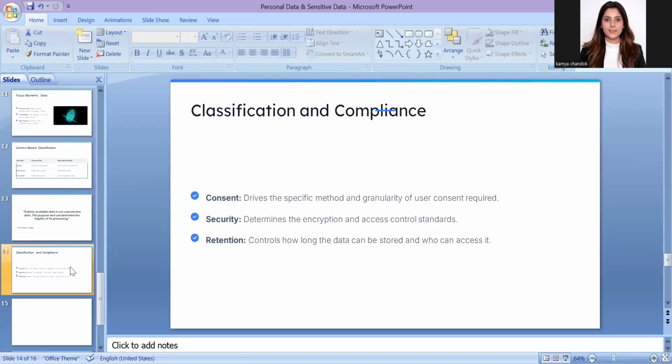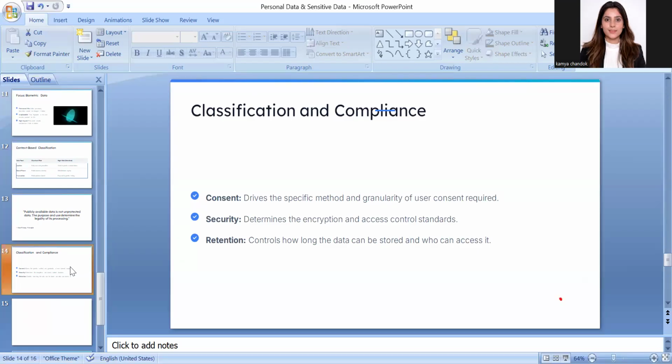Okay, now let's talk about data minimization and classification. Once the data is classified, the law expects minimal collection, limited retention of the data, and proportionate use, right? You cannot just collect sensitive data just in case. So the classification always determines what you can collect, how long you can keep it, and how strong your safeguards are. So it all depends on consent, security and retention here.